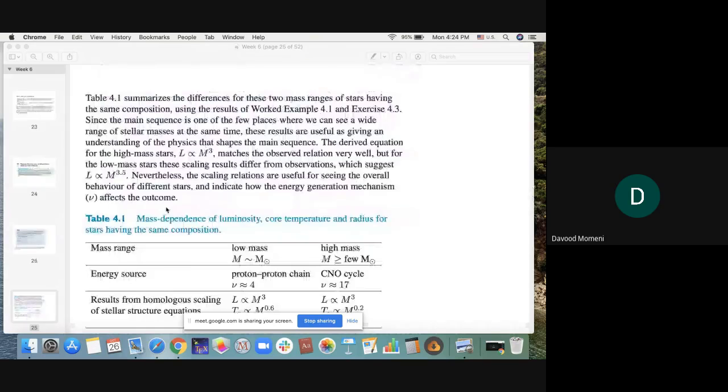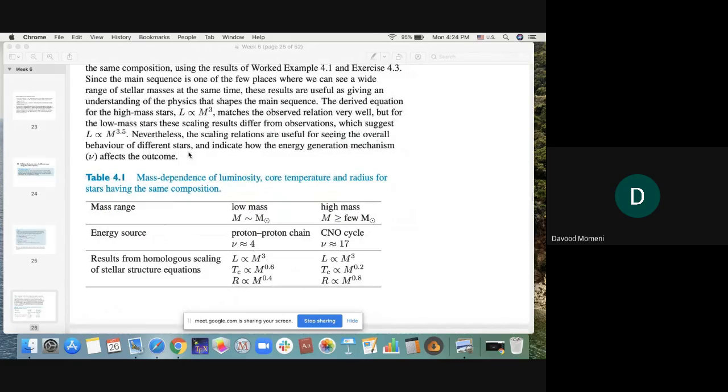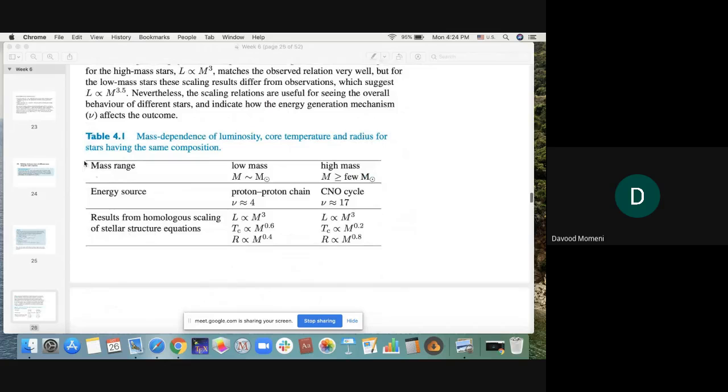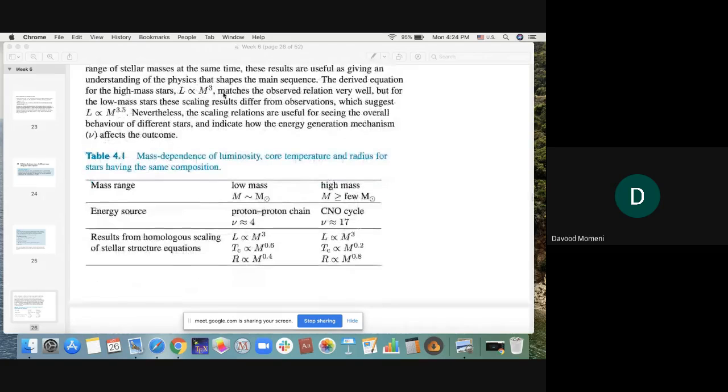So we can summarize what we did here. If you think about the low range of mass, for low mass stars the dominant energy source is proton chain, and the exponent here, nu, is given by 4. Remember that in all our examples we consider opacity as a constant, so kappa is not a function of the mass or chemical composition, whatever.